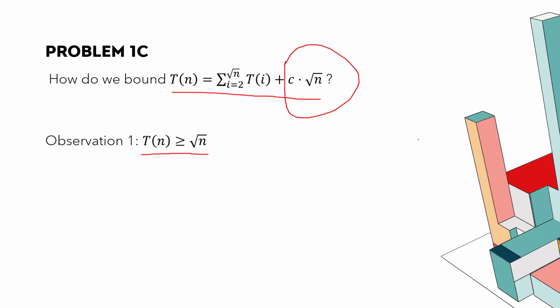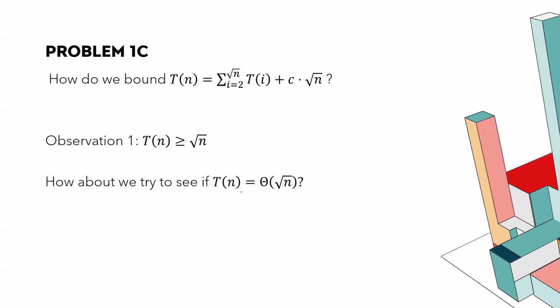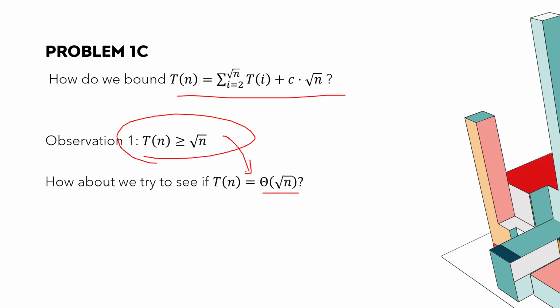Let's move on from there. Because our observation is that T(n) is at least square root n, I think it stands to reason that we should try to guess whether T(n) is square root n. After all, it's at least square root n. Maybe this is the first starting point for our guess. If I'm being honest with you, looking at this, I myself did not know what the solution was. So from this observation, the first question I would ask myself is, how about we just try this?